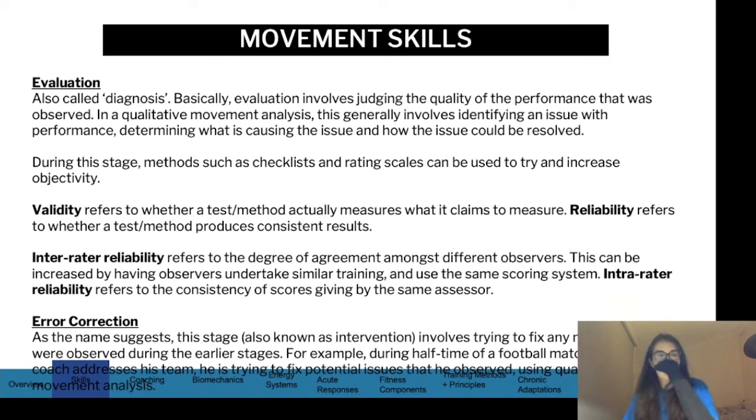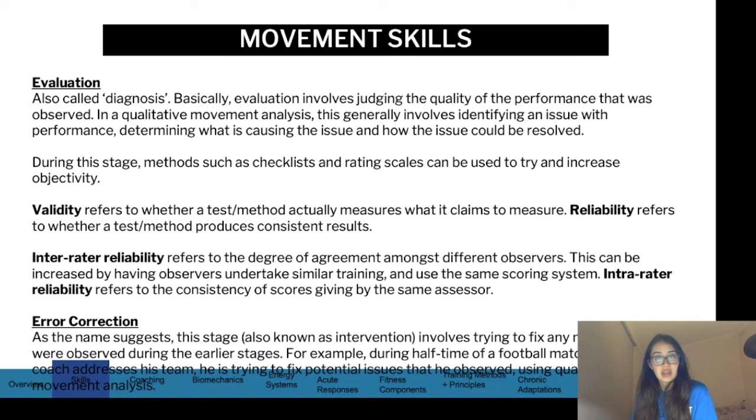Anyway. We've got the next stage, which is the evaluation stage. It's also called the diagnosis stage. So basically, evaluation involves judging the quality of performance that was observed, and in qualitative movement analysis, it involves identifying an issue. Like when your teachers evaluate your performance in school, they're judging your performance in order to help you improve, right? That's what evaluation is in coaching, so in qualitative movement analysis.